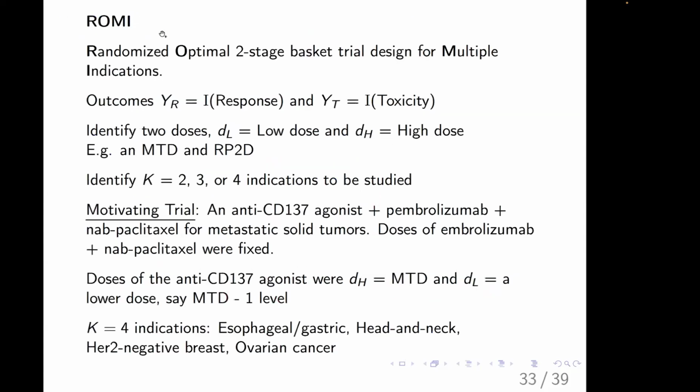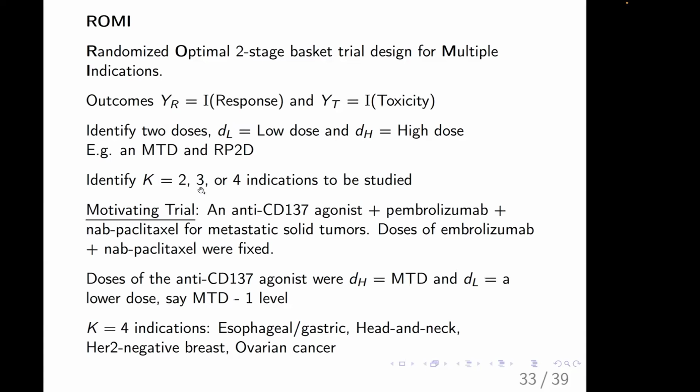So here's a new design I thought I'd toss in at the end. It's ROMI. Everybody likes acronyms, so this is for randomized, optimal, two-stage basket trial design for multiple indications. And the outcomes are response and toxicity. Here, the setup is very simple. You want to identify at the start 2 doses, a low dose D-sub-L and a high dose D-sub-H. And these could be, for example, an MTD and a recommended phase 2 dose. And so you've got those 2 doses. Can you choose between them?